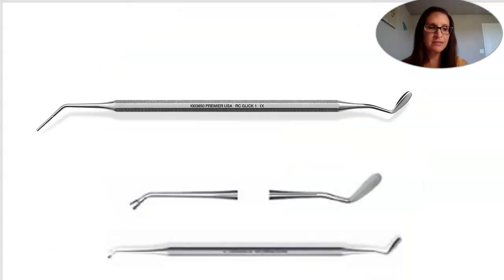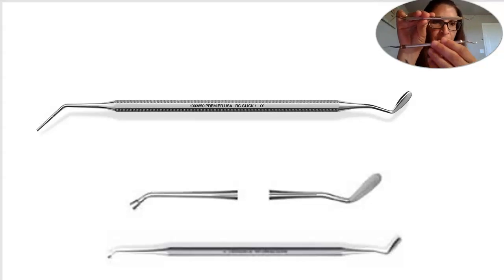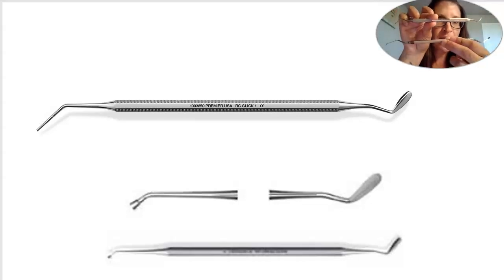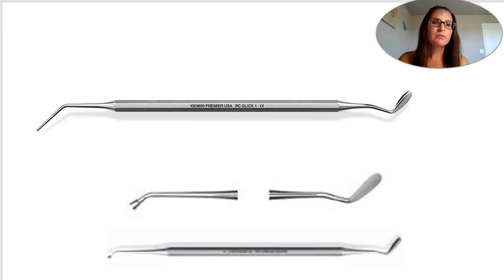When it comes to hand instruments, I did want to just show a few here. We have our spoon excavator, a traditional spoon excavator that we would use in a restorative setup, and then we have our spoon excavator that we would use in endo, and we can see that they look the same. The only difference is that the restorative spoon excavator is a lot smaller than your endo spoon excavator, and that's to allow the endo instrument to fit into the tooth to remove any debris from the coronal portion of the tooth. So it needs to be long enough to get into the tooth as it's opened up.